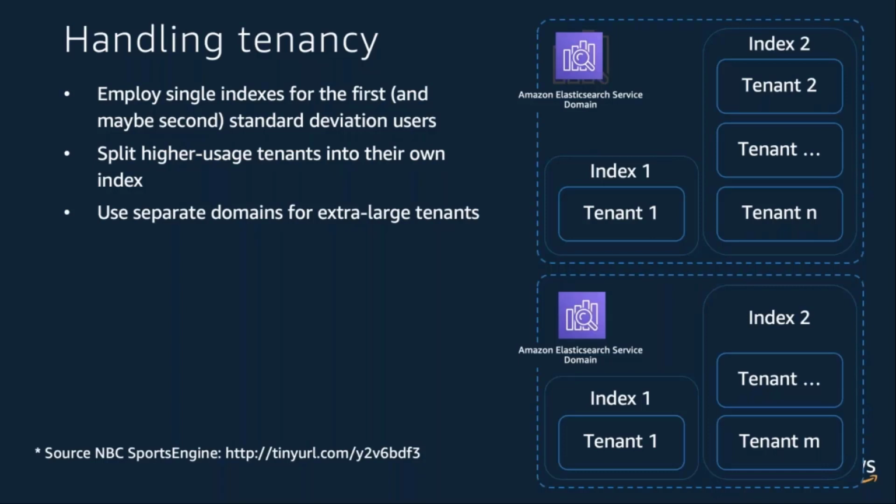Okay, so shall we put all the tenants into one index? Well, probably, except some of those tenants are driving much higher usage than others. In that case, what you want to adopt is a hybrid approach. You're going to put the small workloads into a single index. Tenants 2 through n here will go into a single index. And then the larger tenants, you're going to move out into their own index. At the high end, if the usage gets really heavy from them, you're actually going to split them out into their own domain.